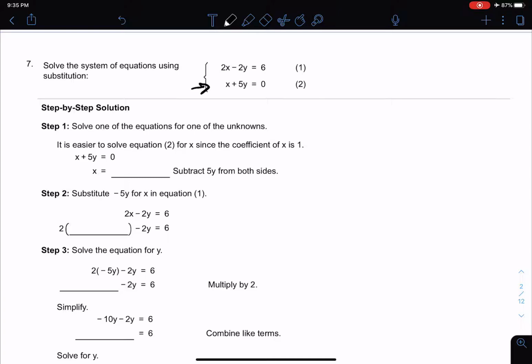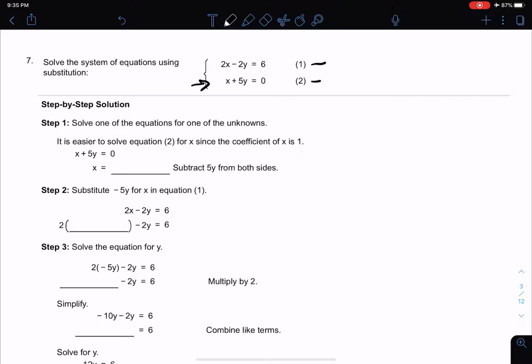So what's going to happen here is, basically what you want to do is take either equation 1 or equation 2 and solve for x or for y. Now they're spoon feeding us through this one and making us take equation number 2, which is actually an awesome idea, because equation 2 has x not isolated, but it's 1x, which makes it very easy to solve for.